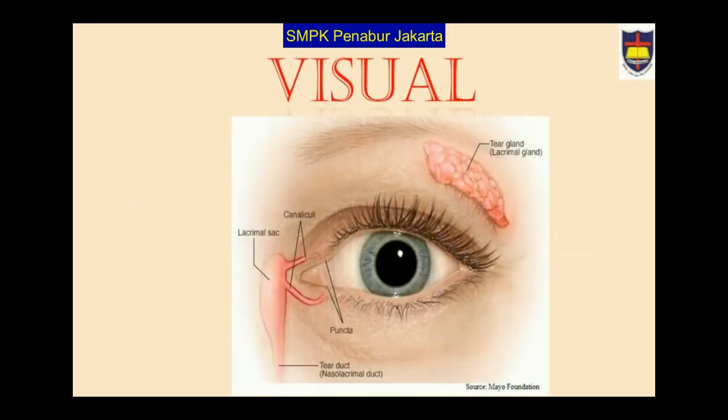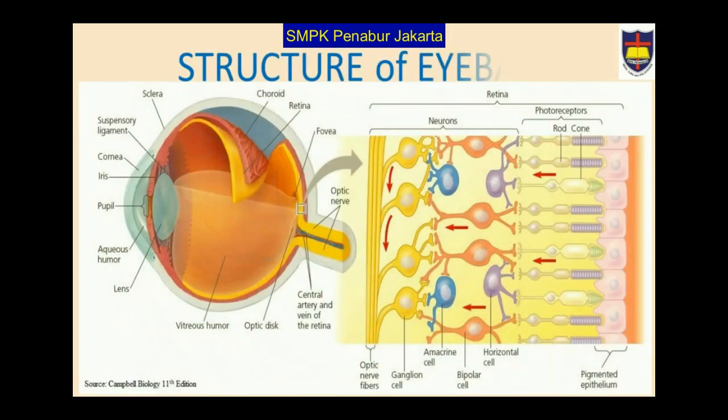The main visual organ in human is the eyeball. The eyeball is protected by eyelid, eyelash, and tear gland that produces tear. The stimulus in visual system is light. The receptor is called photoreceptor, which are rod and cone cells. Now, I'm going to explain about the structure of the eyeball.